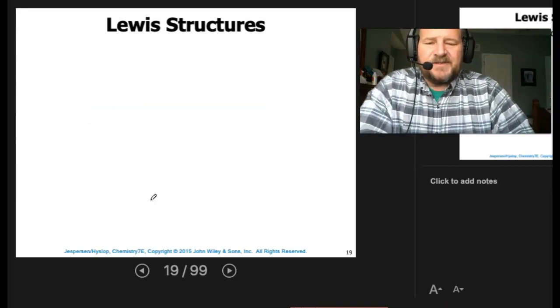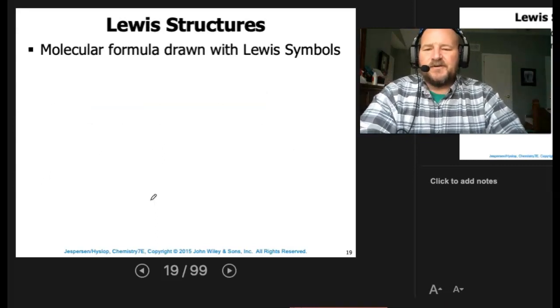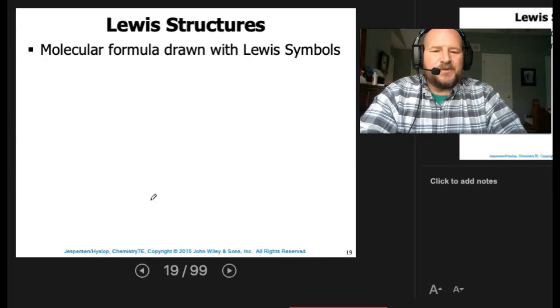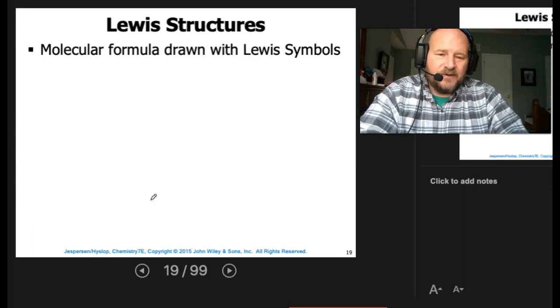All right, the next step is to go to Lewis structures. And so the molecular formula drawn with Lewis symbols. So we can do atomic Lewis symbols, right? I'll call those atomic dot symbols or Lewis dot symbols. The next thing we can do is Lewis dot structures.